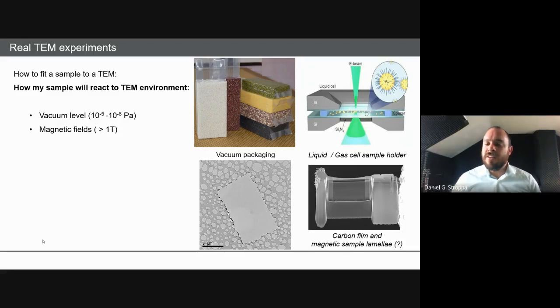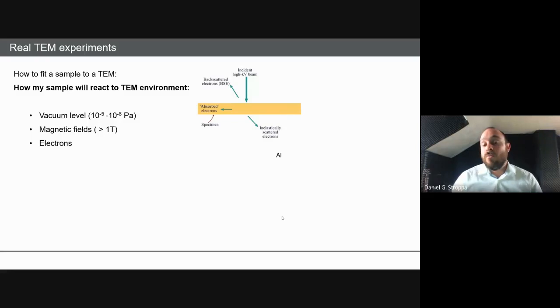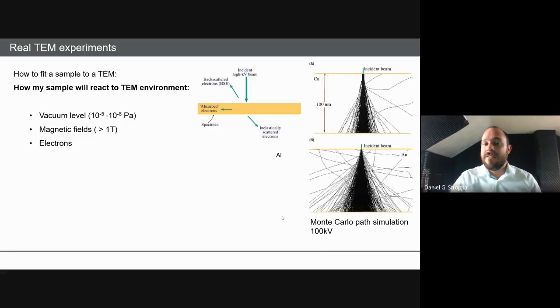And the most important is, your sample is going to receive a lot of electrons. The electrons are going to travel through the sample and they're going to interact. So here's a Monte Carlo simulation for elastic scattering, for you to have an idea that depending on the material and on the thickness, the electrons are going to go crazy and interact with the regions of the sample. This is going to depend on the atomic types that you have there. And also the interactions have different scattering cross sections, so the probability of a certain scattering event to happen is different.